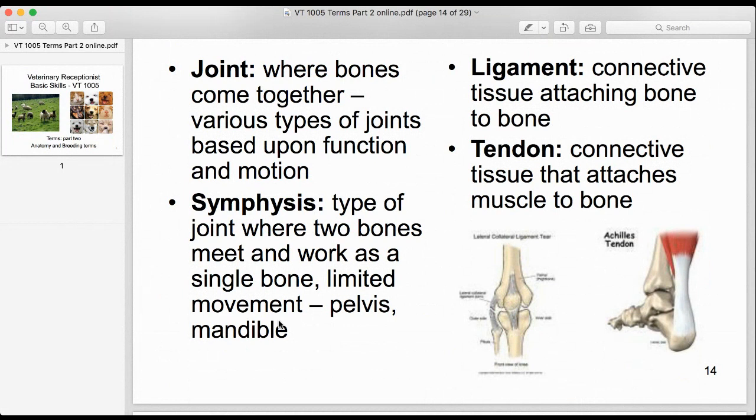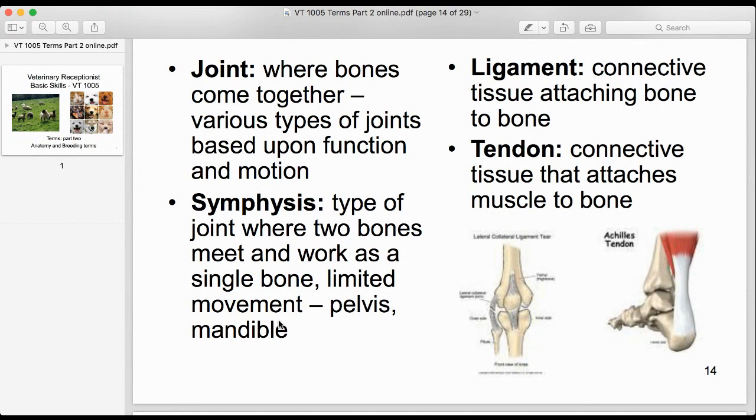It has very limited movement. We see these in parts of the brain, the skull area, I should say, the cranium, where there are various bones that come together, but there is very little movement. There is a symphysis of a joining. S-Y-M-P-H-Y-S-I-S, symphysis. Another area where we see this is the pelvis, and also the mandible. Our lower jaw is actually two bones coming together, and it is joined at the joint that is a symphysis.